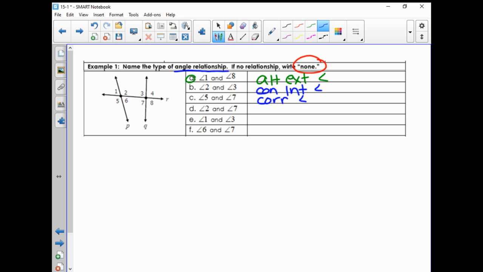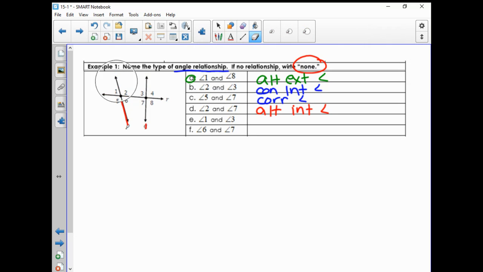Okay, letter D asks for the relationship between 2 and 7. Those ones, these are my favorite ones. They're both inside. Notice how they are inside of our lines. They're on alternate sides of that lovely transversal right there. So these are alternate interior angles.